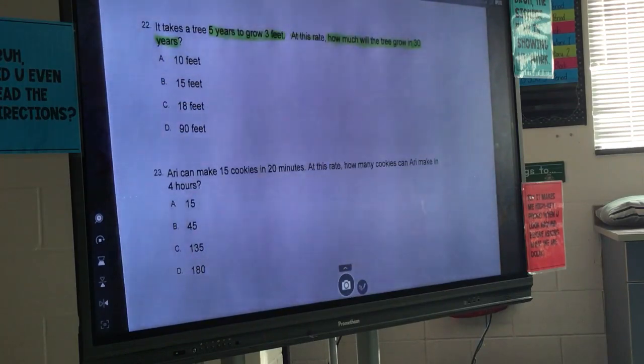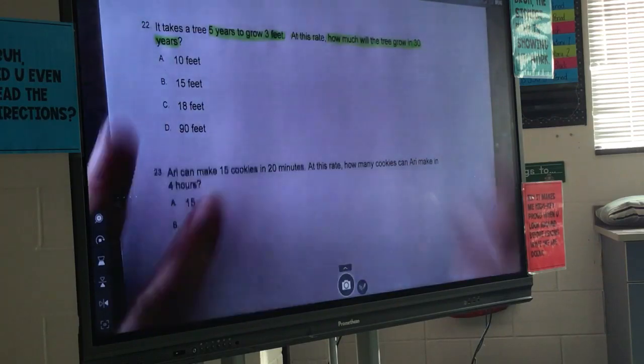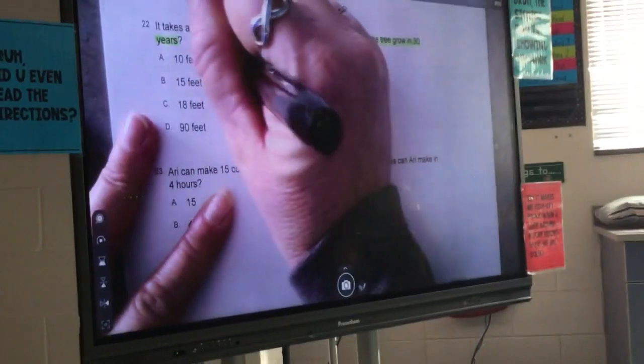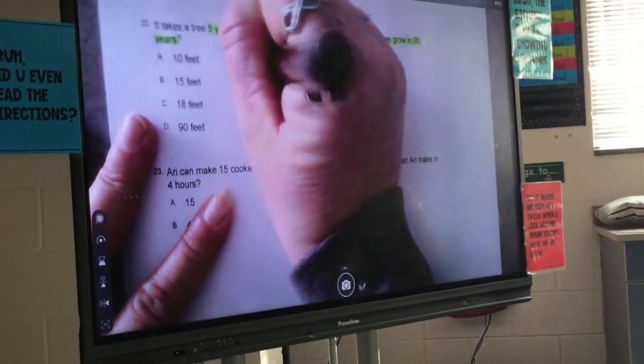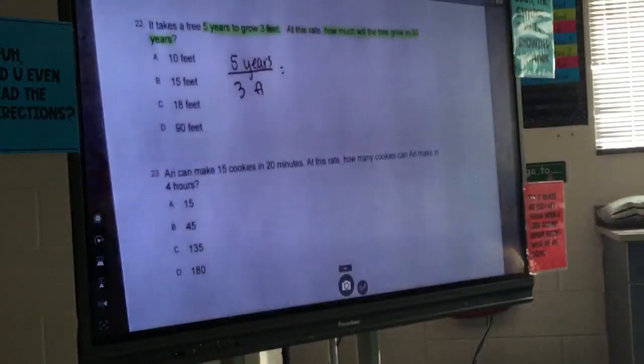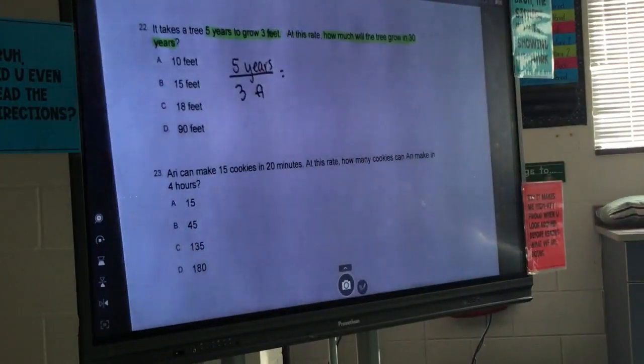Why do I have puzzled faces? So you're still setting it up as 5 years to 3 feet, right? Because that is your rate. How many years are they looking to find how far it grew or how big it got?